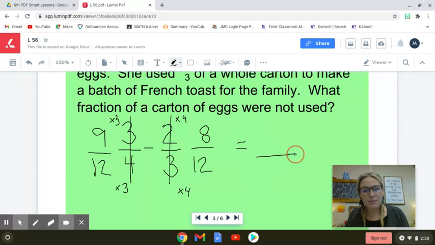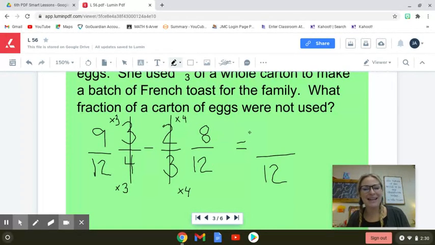I need to do my subtraction. I know I've done all of this work to find a common denominator. Luckily, that just carries straight over. My denominator on the bottom here is 12, which is actually kind of ironic because we're talking about a dozen eggs. So that's perfect. 12ths.